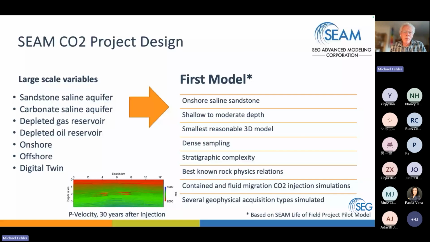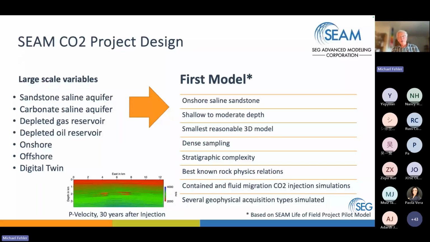When we started the project, the participants got together and discussed what do we want for a model. And there are a lot of model candidates that we could consider, and they're listed on the left side: sandstone reservoir, carbonate reservoir, depleted gas reservoir, depleted oil reservoir, environment onshore or offshore. We considered doing a digital twin where we take some existing reservoir and model it.